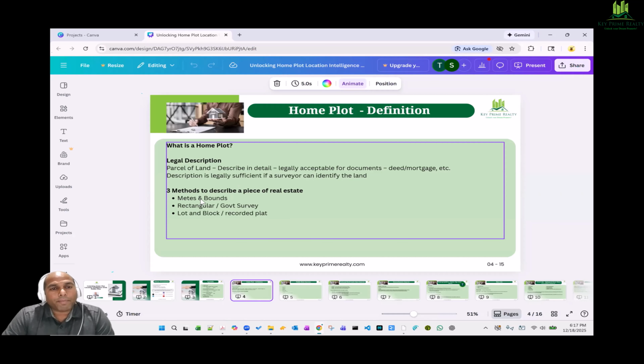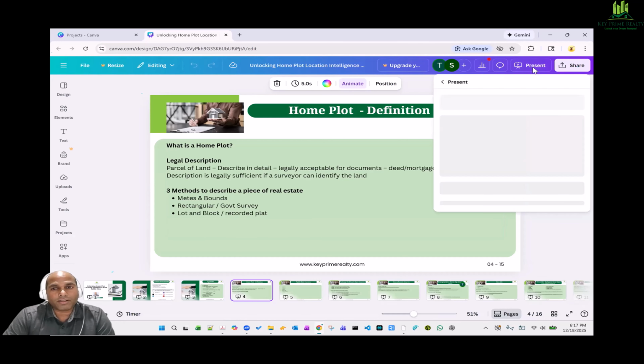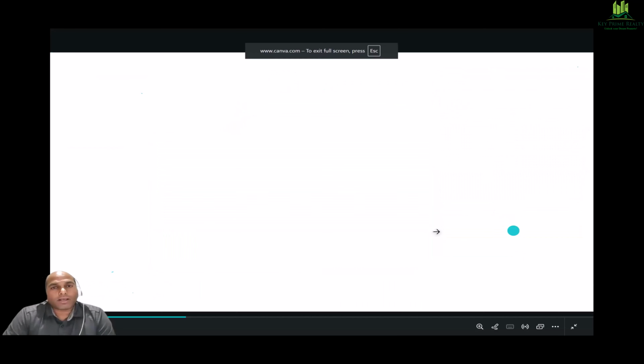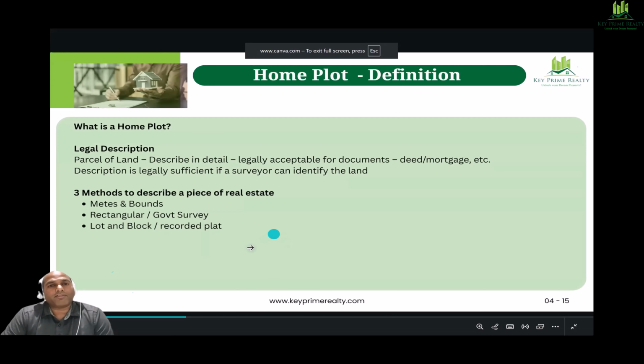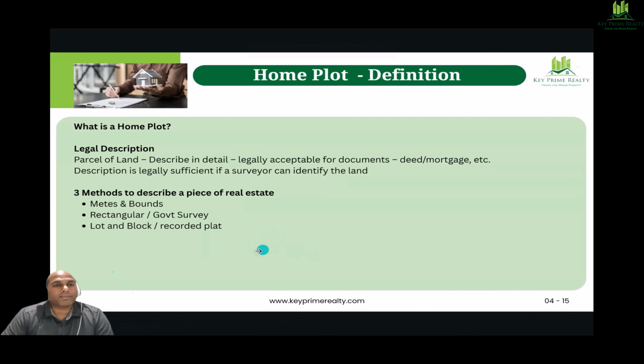So that's the two methods which are mostly used to describe a parcel of land. I just wanted to define the parcel so that when we talk about the potential of a parcel, we know the exact legal definition of the parcel that we are looking at. So it is with the metes and bounds and the lot and block system.